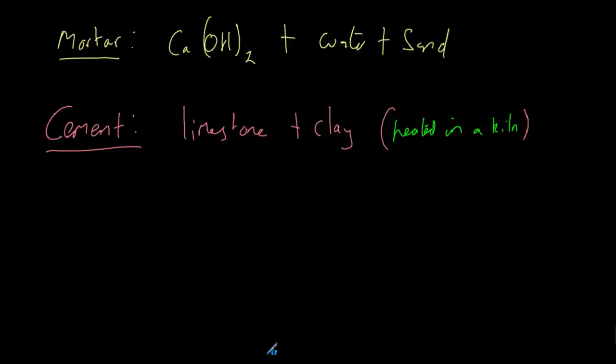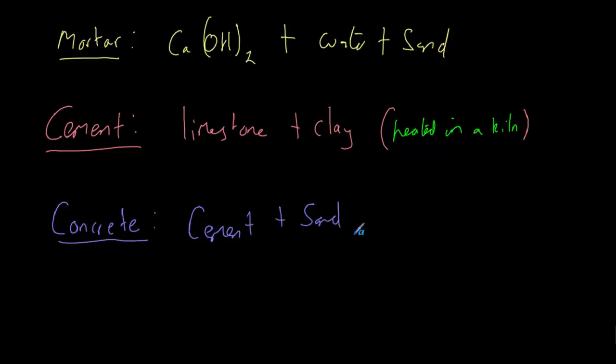Now, one last important building material is concrete. Concrete often gets mixed up with cement. People confuse the two. It's important to note that concrete is made using cement. So we create cement first, and then we create concrete from the cement. We do this by adding sand, so cement plus sand, and then we add small crushed rocks, which we collectively call aggregate.